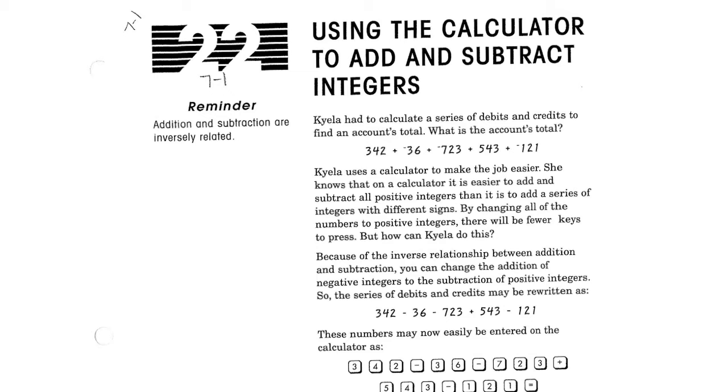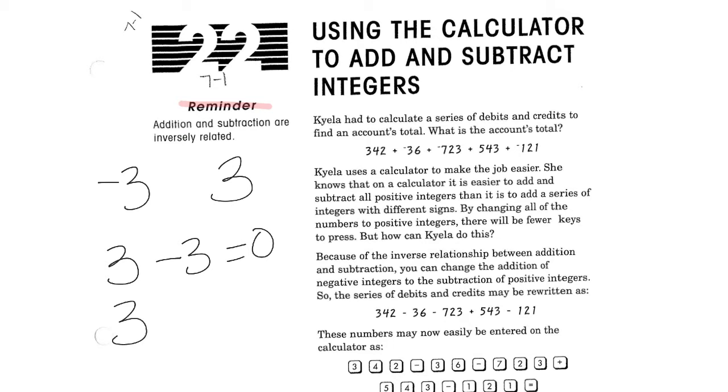All right, we have a reminder. Addition and subtraction are inversely related, which means that -3 and 3 are opposites. So if I'm adding and subtracting, like 3 minus 3 is 0, and then 3 plus -3 is also 0. So it's inversely related.